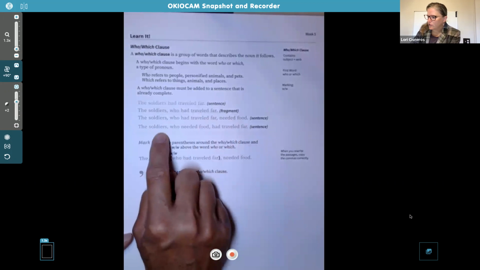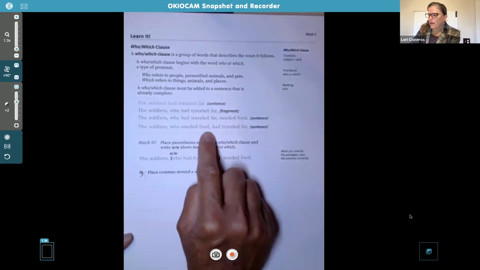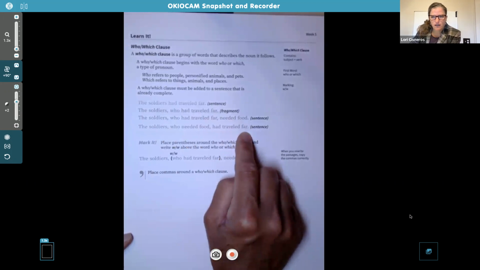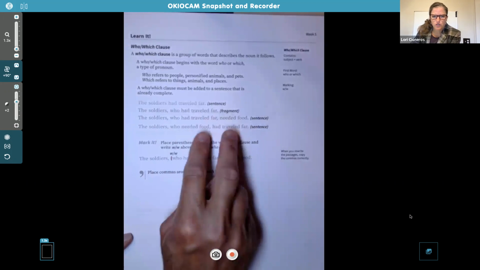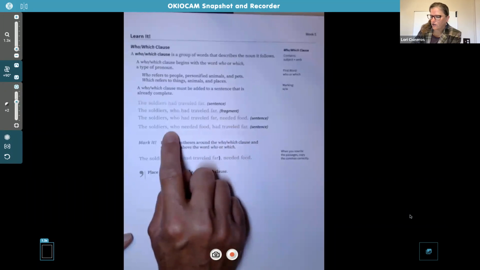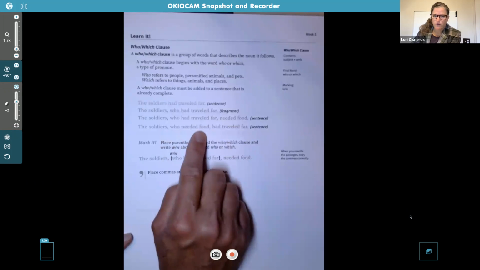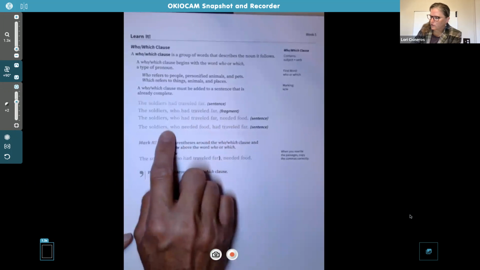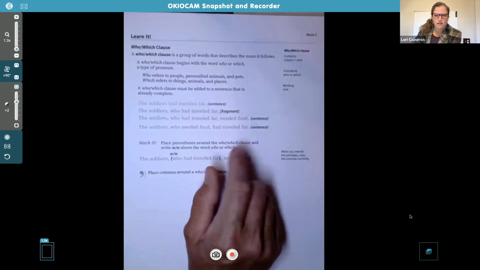Here we have the soldiers who needed food had traveled far. That's just another way to put it. You can switch those two parts of the sentence. So you still have your who, which clause right here, who needed food. But if I took that out, the soldiers had traveled far, that still makes sense.